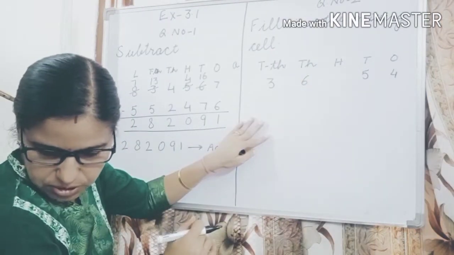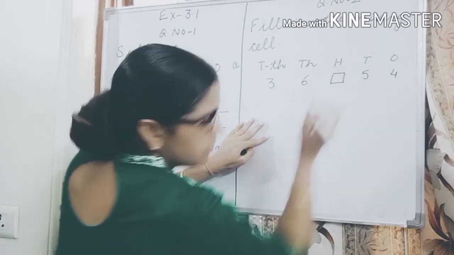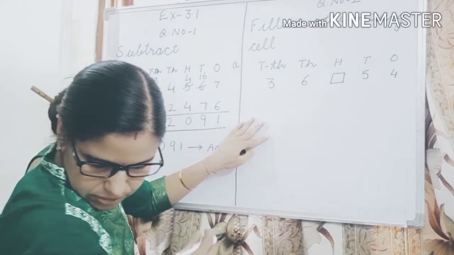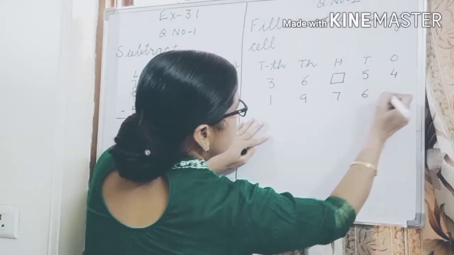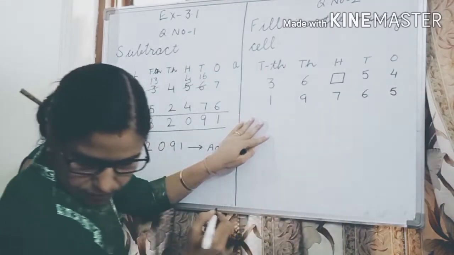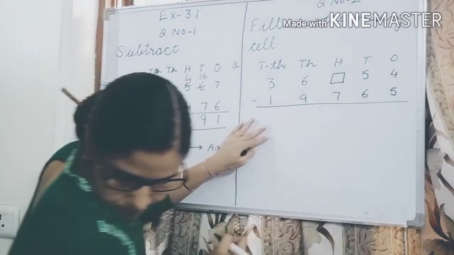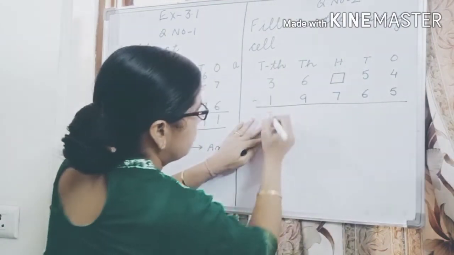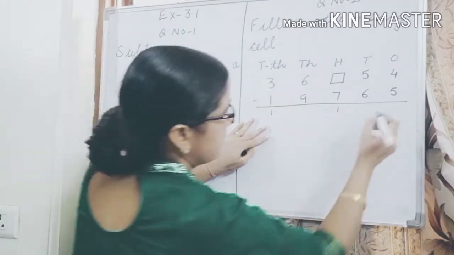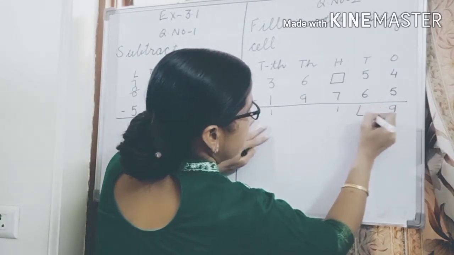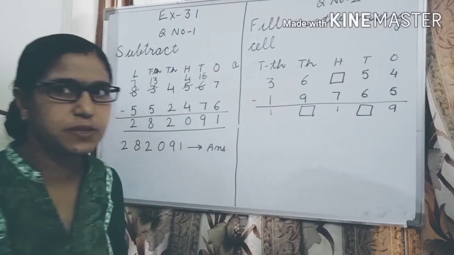Now I am writing the question. 3, 6, 5, 4. Now here a blank is there. Next question: 1, 9, 7, 6, 5. Now what do we have to do? Subtract it. Here 1 and here 9, and these are blanks given. How will you do it? See it.